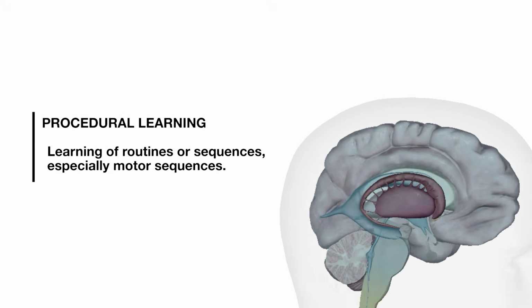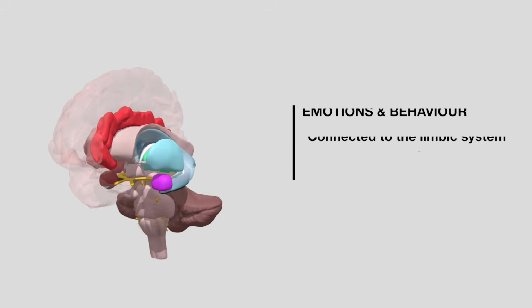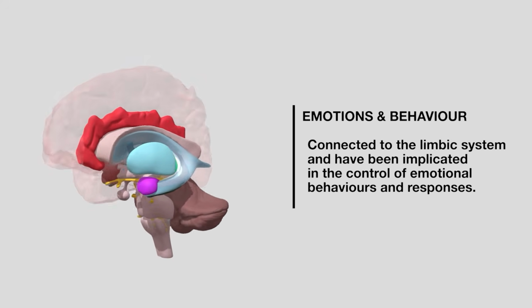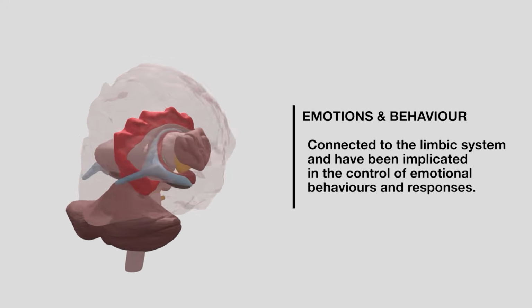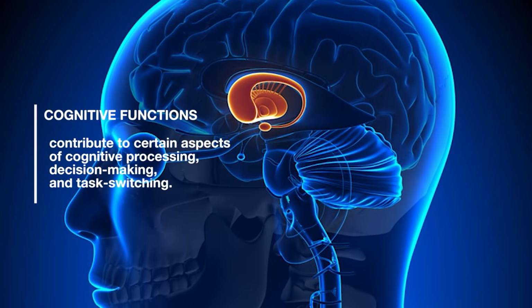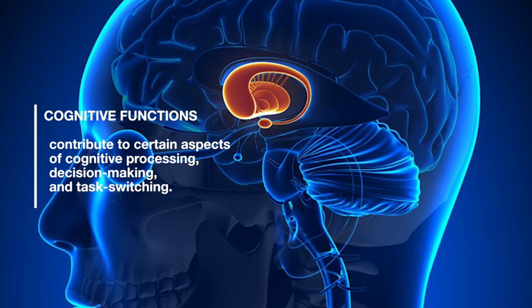Procedural learning. They play a role in the learning of routines or sequences, especially motor sequences. Emotions and behavior. The basal ganglia are connected to the limbic system and have been implicated in the control of emotional behaviors and responses. Cognitive functions. They contribute to certain aspects of cognitive processing, decision-making, and task switching.